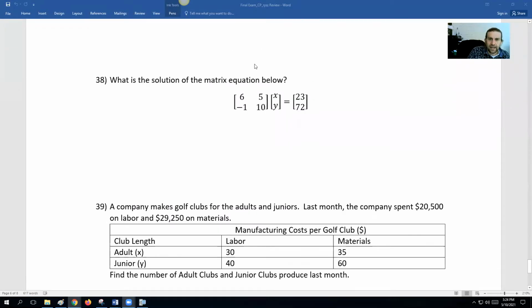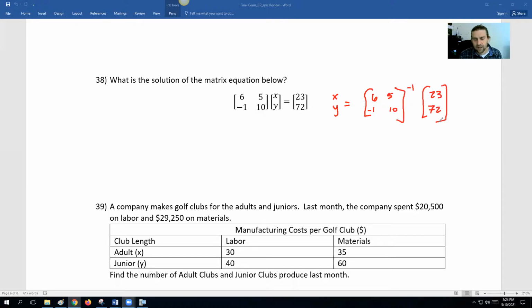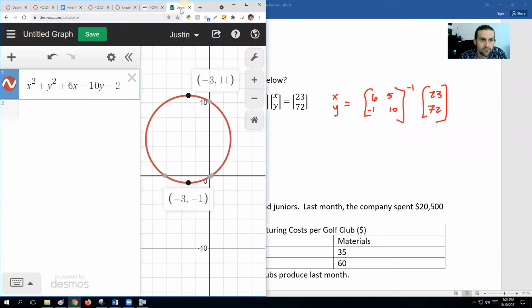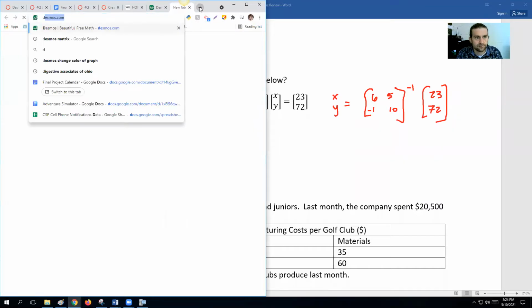All right, what is the solution of this matrix here? If we want to solve this problem, what we need to do is take x, y would equal the inverse of the first matrix times 23, 72, the other matrix. And we can actually use this in the calculator. So I'm going to pull up the Desmos matrix calculator.